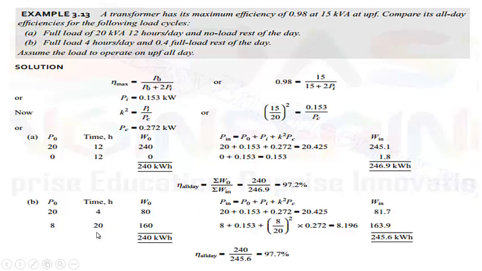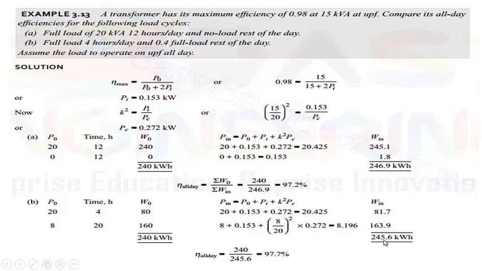Now for this case you can see P naught is 8, Pi is constant, it is 0.1. But since this is the full load copper loss, we need to calculate the copper losses at which the load is 8 kilowatts. So it will be a fraction of that, 8 divided by 20 whole square, which is given as 0.4 of the full load. 0.4 square into 0.272, that is equal to 8.196. And for 20 hours it comes out to be this. When you add them up, it comes out to be 163.9 kilowatt hours.